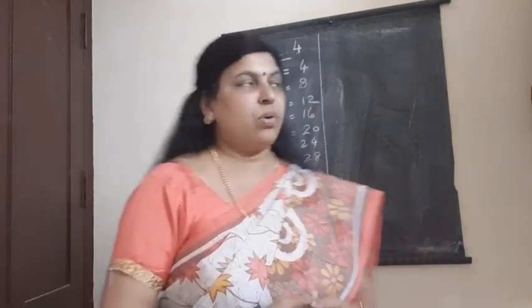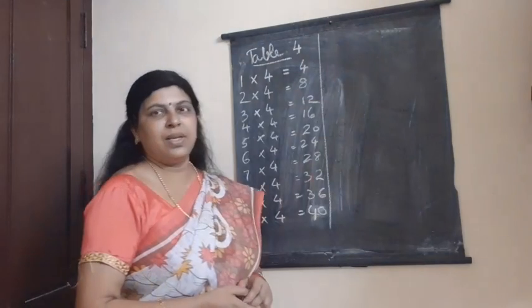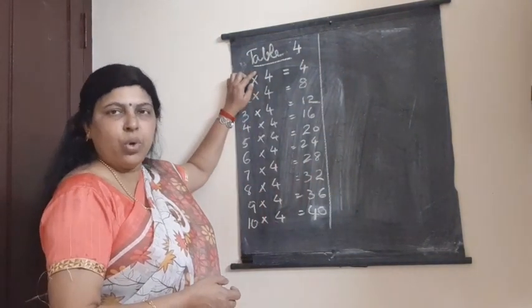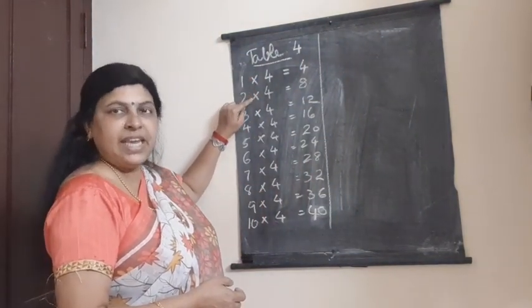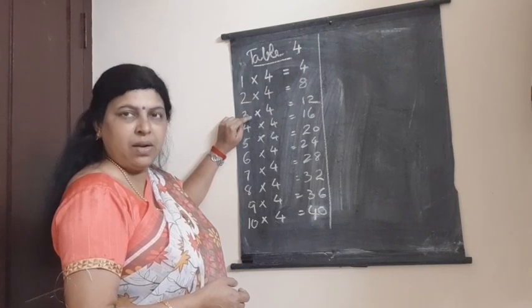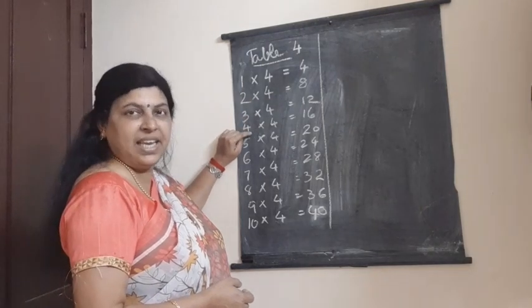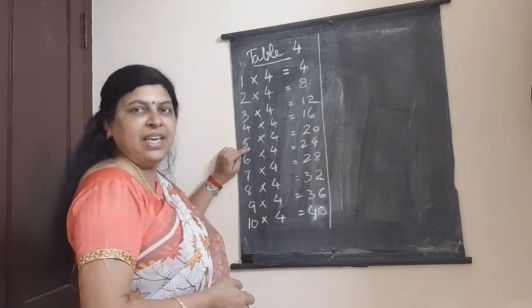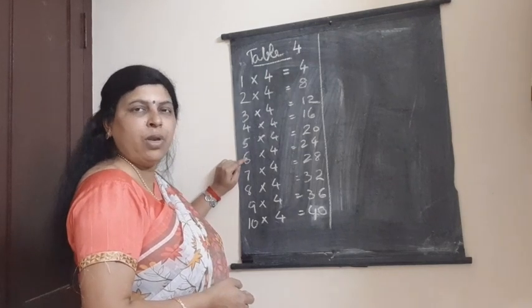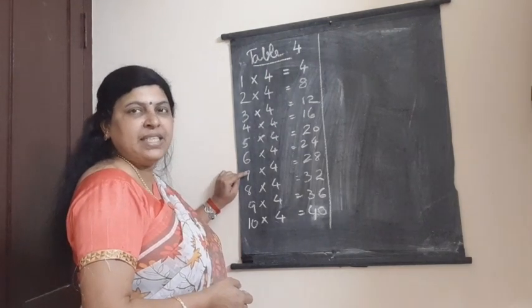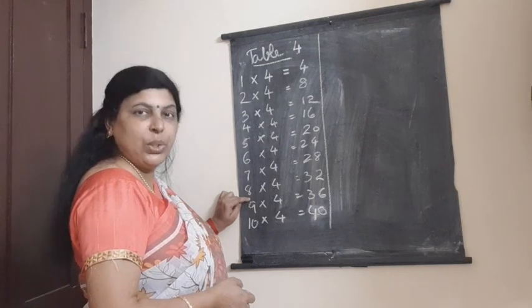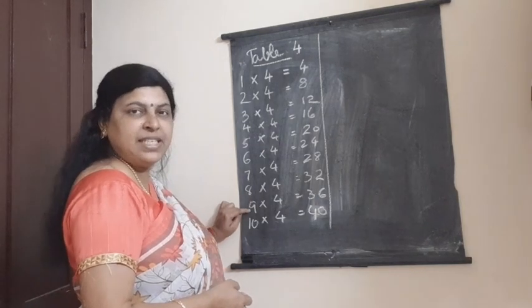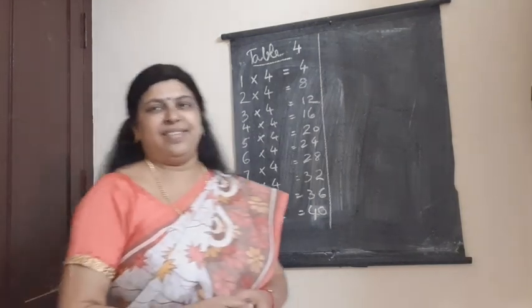Okay. All of you look here. Table of 4. 1-4 is 4. 2-4s are 8. 3-4s are 12. 4-4s are 16. 5-4s are 20. 6-4s are 24. 7-4s are 28. 8-4s are 32. 9-4s are 36. 10-4s are 40.